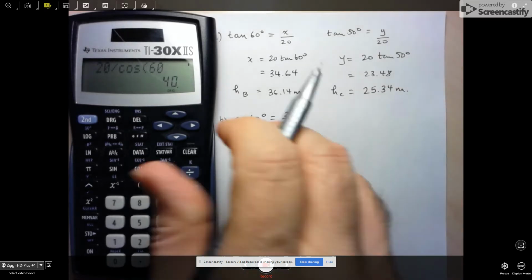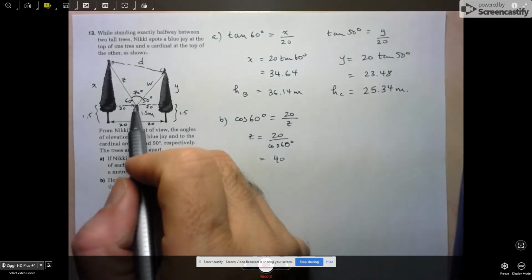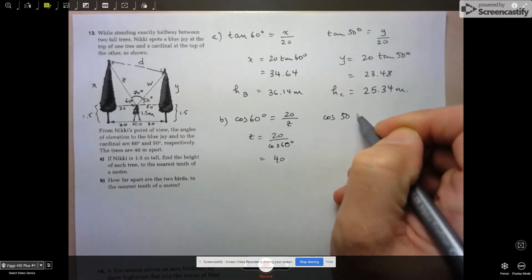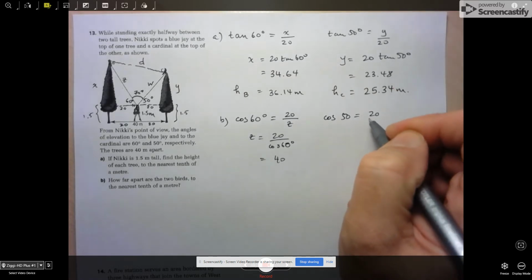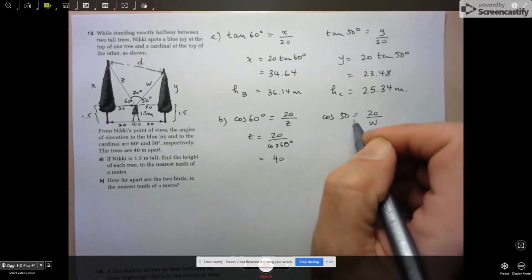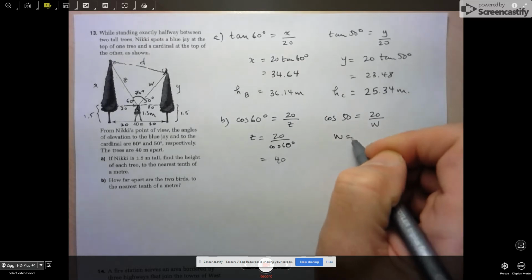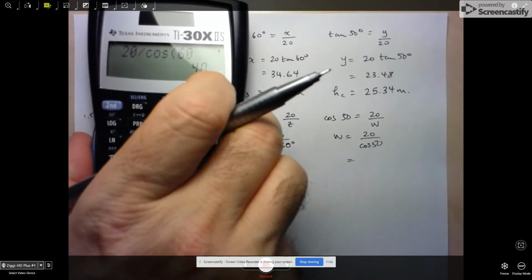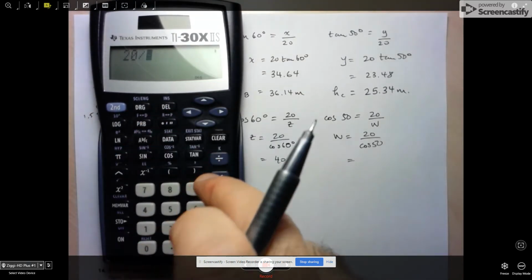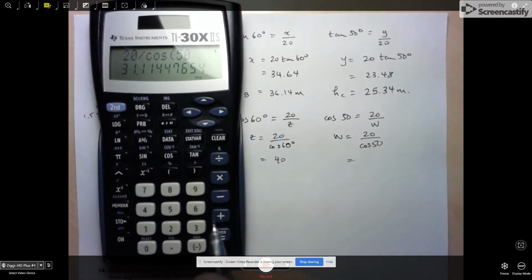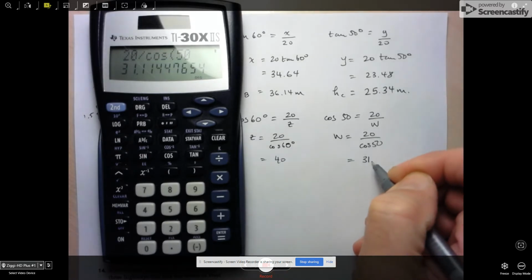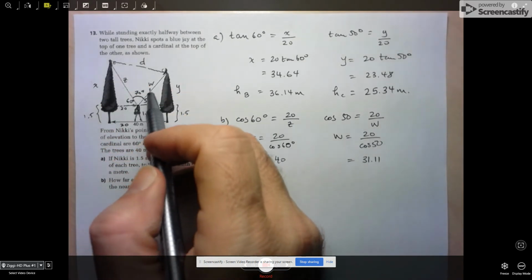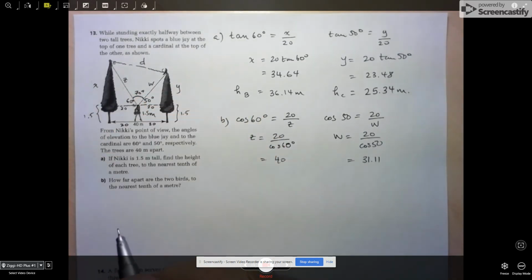And then similarly here, again, adjacent and hypotenuse. So again, we'll use cosine. So cosine of 50 is equal to adjacent 20 over hypotenuse w. And again, do some cross multiplying. w is equal to 20 over cos 50. And so 20 divided by cos 50 is 31.11. All right, and now finally I can use this triangle here and apply the cosine law.